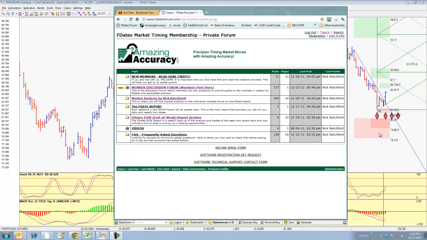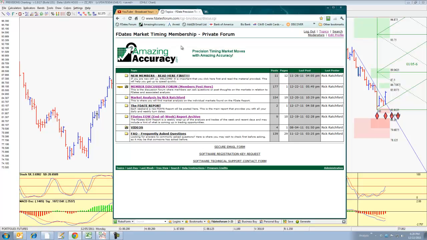And what you're looking at right here, my browser is opened here, is the web page for the FDates Market Timing membership. It's a private forum. You need to be a member, have a password and username to get access.